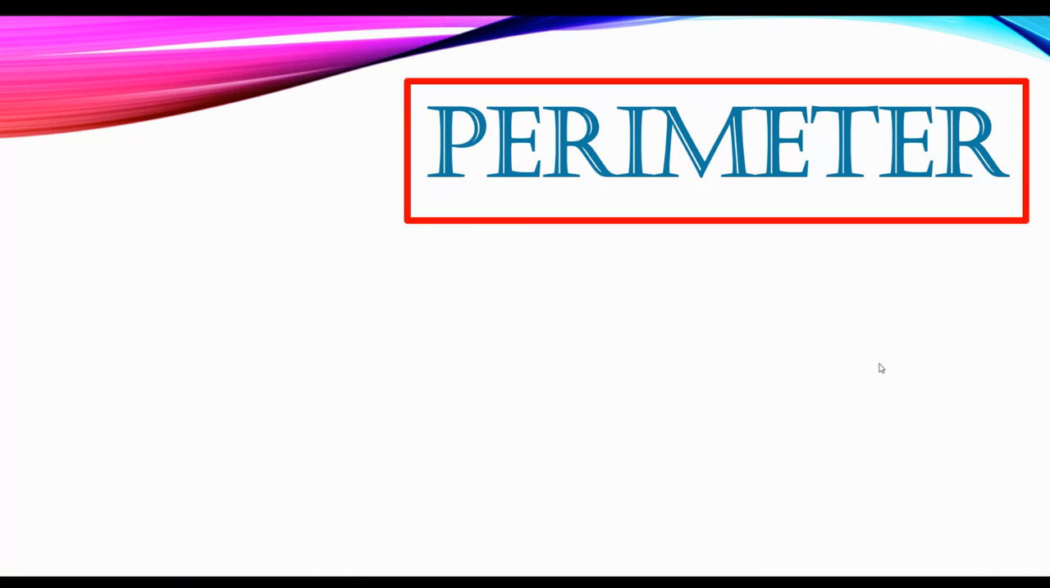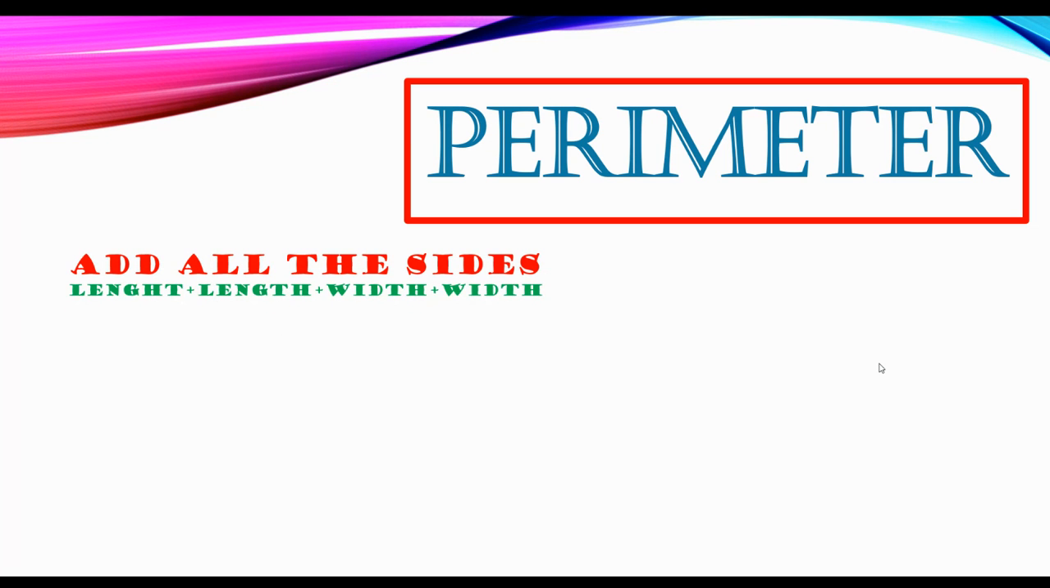So again, perimeter means you're going to add all the sides. That means the length, which is the long side, plus your other long side, plus the width, which is the short side, plus your other width, which is the short side. So if you were looking at a rectangle or even a square, you would just add all the sides. So both long sides and both short sides.